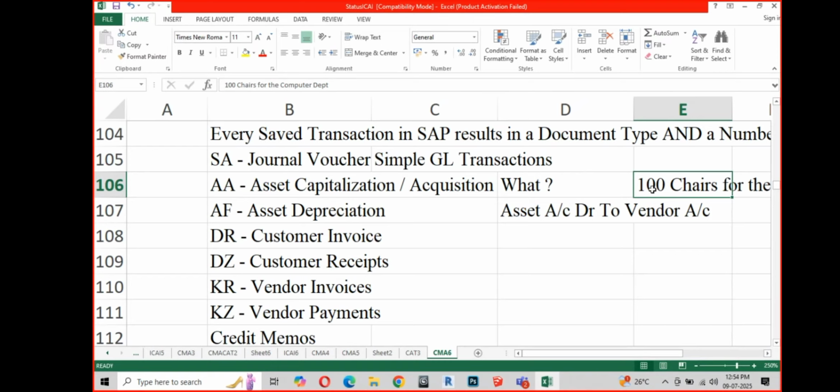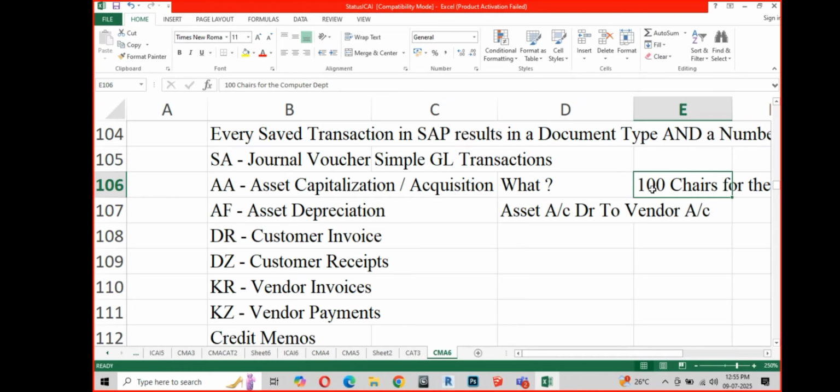Suppose you buy a car for your CEO or for your CFO or for any of your directors. Your car is not the personal asset of that particular person. It is the asset of the company. Correct? So the money you expend to buy that car, buy these 100 chairs, buy 100 laptops for your business, this process is called asset capitalization. Clear? Did you understand what asset capitalization means?